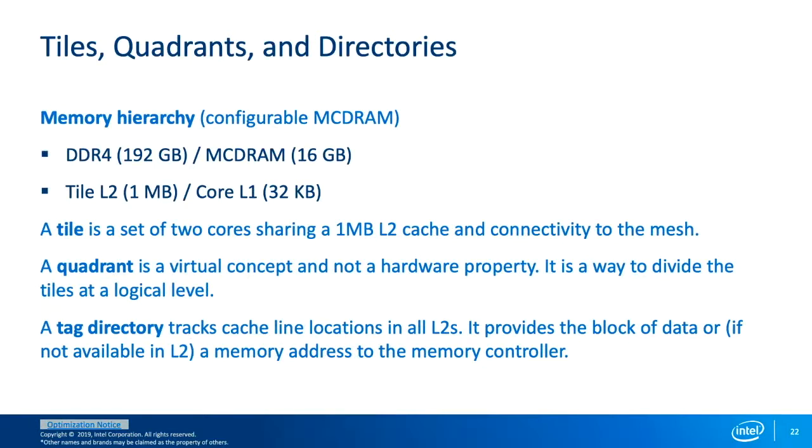On top of these tile and quadrant concepts, we have the tag directory. And the tag directory essentially tracks the cache line locations in all L2s, so that when there is a request, it knows where to send you to grab the information, right?